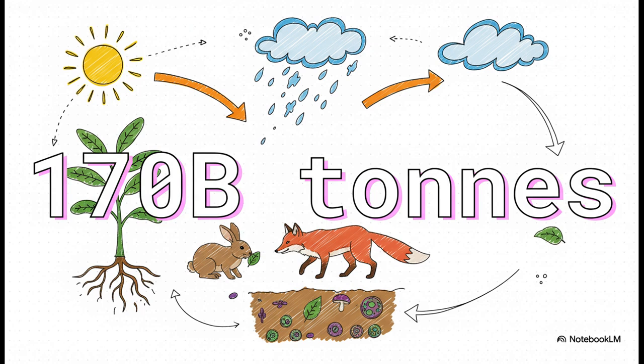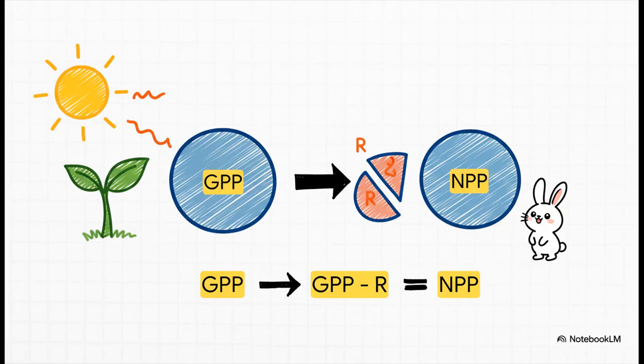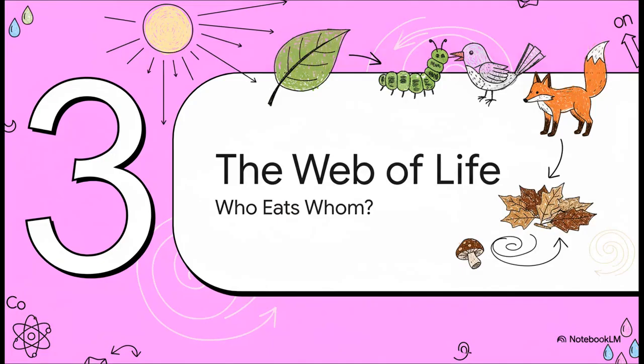Just think about that. But, and this is a big but, not all of that energy is up for grabs. See, plants, just like us, have to burn some energy just to stay alive. That's called respiration. The total amount they make is the gross primary productivity, or GPP. Think of it like a total paycheck. But after you subtract what they use for themselves, you're left with the net primary productivity, or NPP. And that is the take-home pay, the slice of the energy pie that's actually available for every other living thing to eat.